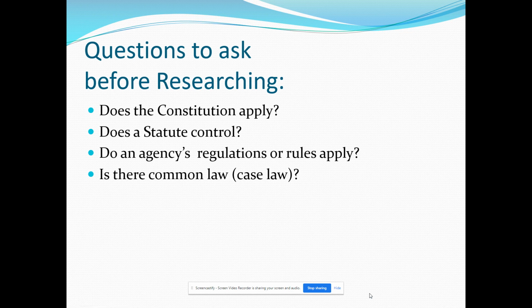So again, before you start researching, we've acquired our facts, we've done our issue spotting, and then we ask, well, what kind of law am I looking at here? Is it a constitutional issue? Is it something that a code or a statute would apply to? Are there agency regulations? So back to the sidewalk, if it's a commercial one, are there, I don't know, OSHA regs, or are there municipal ordinances we have to deal with? Would there be common law? That would be helpful as well.